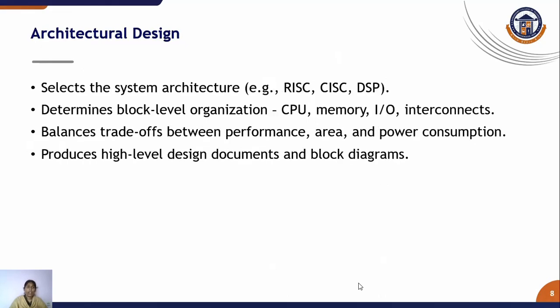Okay. Then we move to the architectural design. Here we select the system architecture to be followed in our IC or chip design. For example, what processor we are going to use, that is RISC or DSP. It determines what kind of block level optimization we are going to follow, that is CPU, memory unit, IO port and then interconnects. Here we balance the trade-off between performance, area, and power consumption. Then we produce high-level design documents and block diagrams. In architectural design, we only produce high-level design documents and block diagrams.